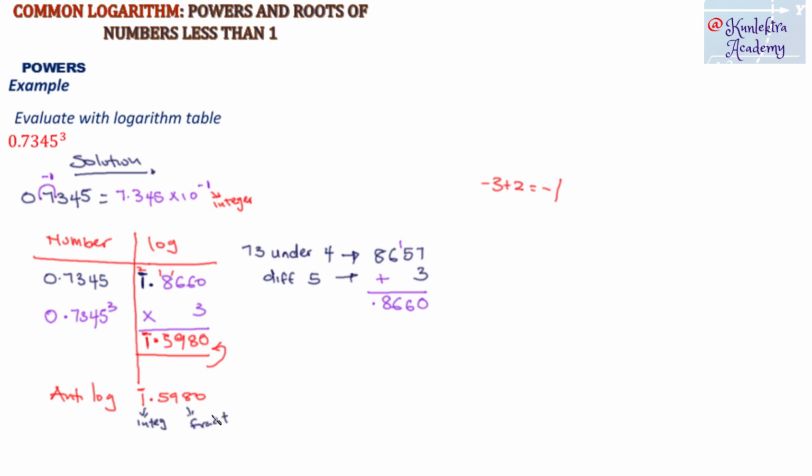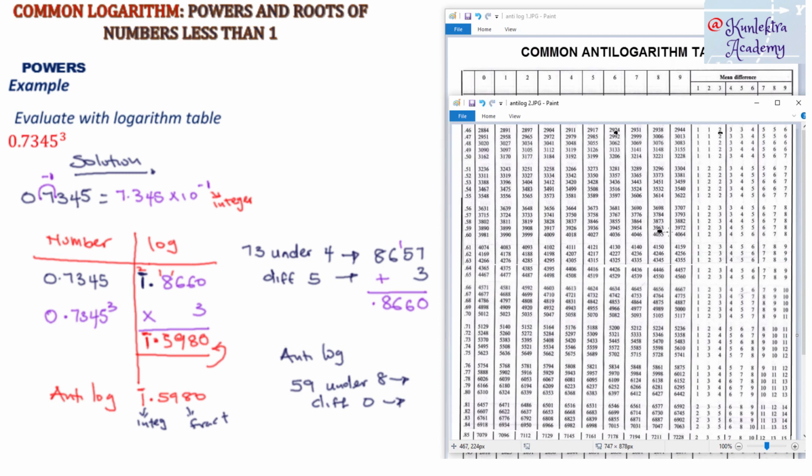And when you are looking for the logarithm of a number, you use the fractional part. Now, we are going to be using 5, checking the table for antilog, 59 under 8, difference of 0. Though we don't have a difference, 0 is not in the difference line, but let's just still put it there. Now 59 under 8 is 3963. You see, there's no difference of 0.